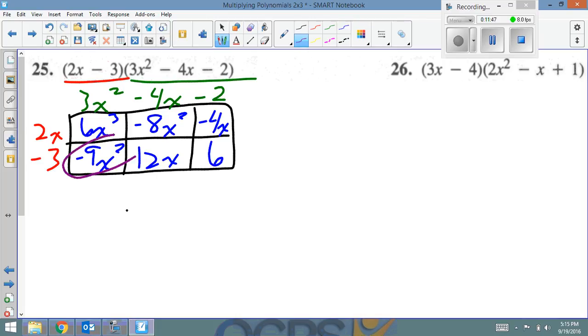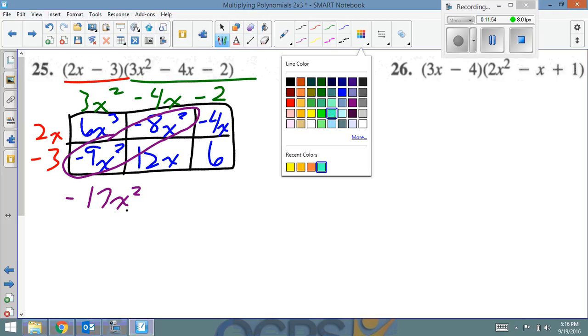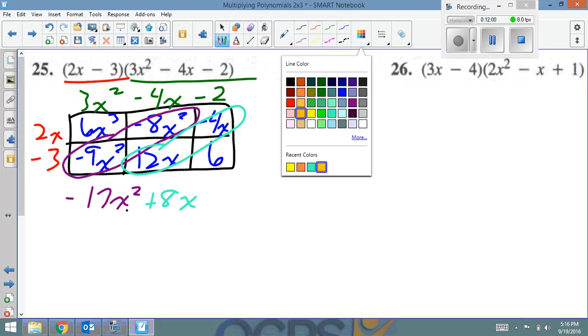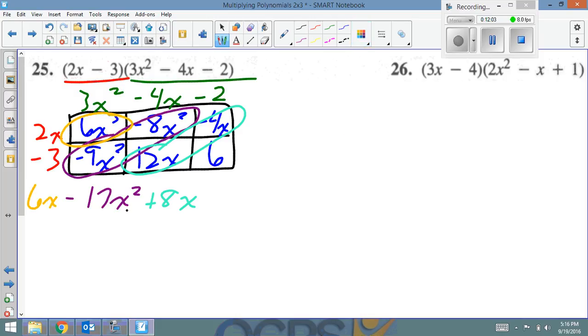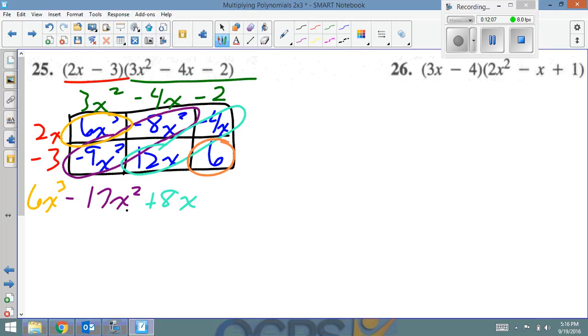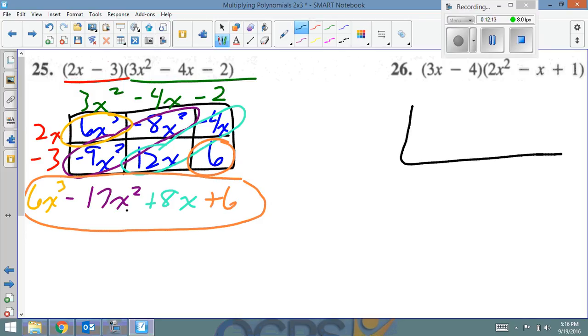Add diagonally, negative 9x squared plus negative 8x squared is negative 17x squared. 12x plus negative 4x is positive 8x. Your 6x to the third goes in the front. Your positive 6 goes in the back. And the last one. Okay, 3x minus 4 goes on the side because it's the smaller one.